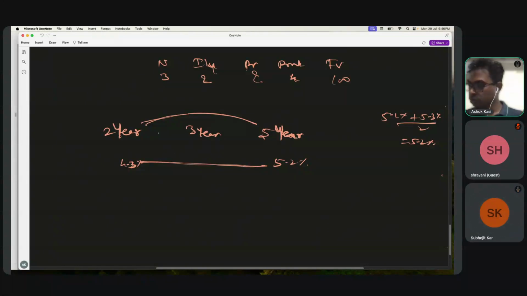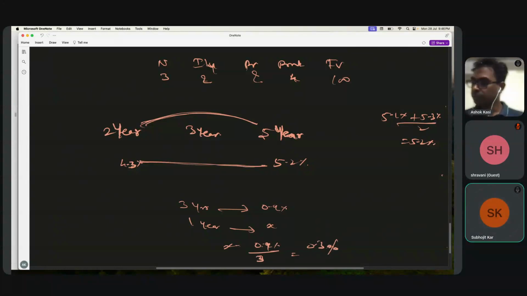5.2 minus 4.3. So in 3 years, it increased by 0.9 percent. So each year it will increase by what percentage? Just cross multiply. 0.3. Each year it is increasing by 0.3 percent. So if for 2 year it is 4.3, next year how much will it be? Increase by 0.3, so 4.6 for a 3 year.